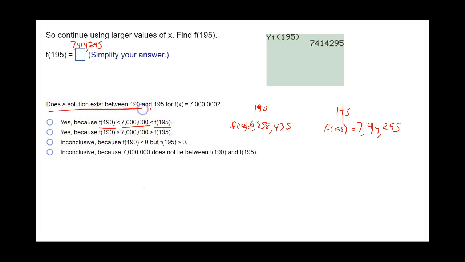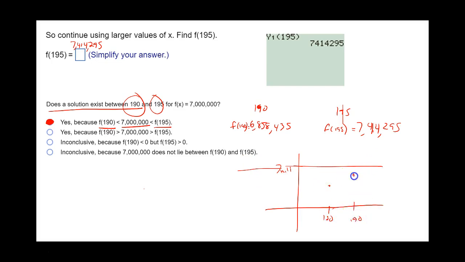So yes, there's a solution. We don't know where it's at, but somewhere between 190 and 195, when you plug it into your function, you'll get 7 million out. And graphically again, imagine this is 7 million. Down here at 180, we were below. At 190, we were below. But when we go to 195, we're above. So it has to cross somewhere in between. We don't know where, but there is a c somewhere that will make us exactly equal to 7 million.